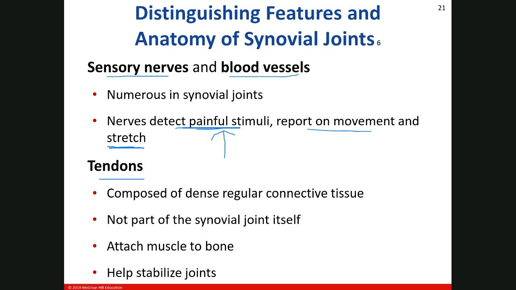All right? Tendons, again, another dense, regular connective tissue, and that's going to attach the muscle to the bone. Okay? And what a lot of people don't realize, unless you're going, is anyone here going into physical therapy?